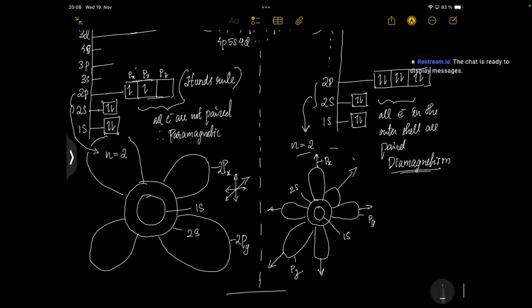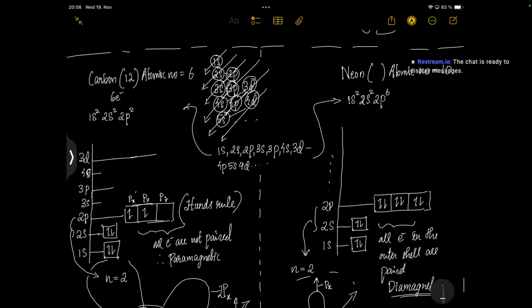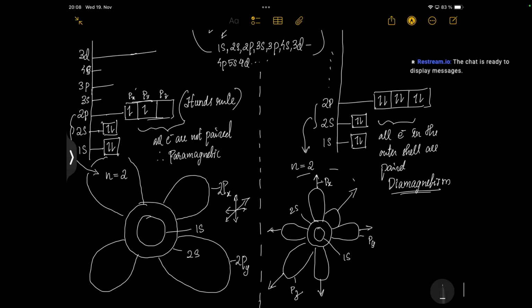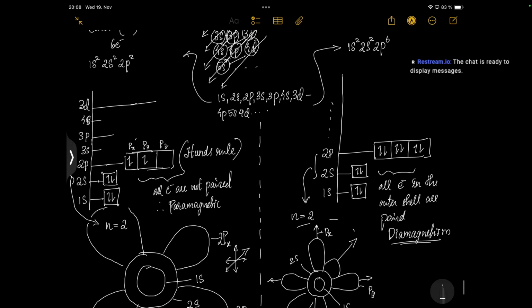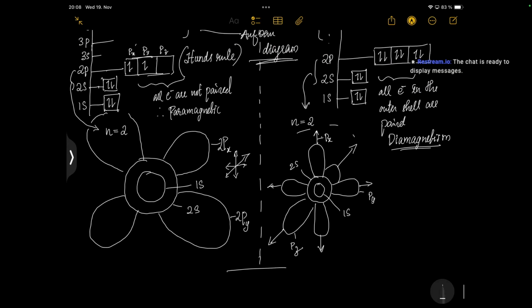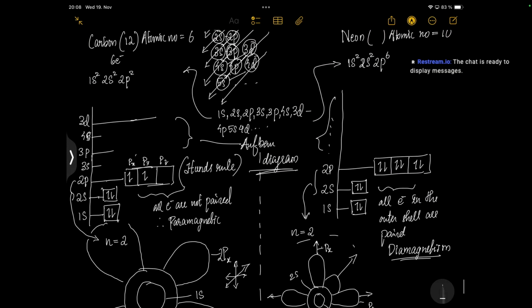And yep, that's what I understood about the atomic number, the principal quantum number, and how it's arranged in the Aufbau diagram. This is the Aufbau diagram. And if I made any mistakes, you guys could let me know in the comments.